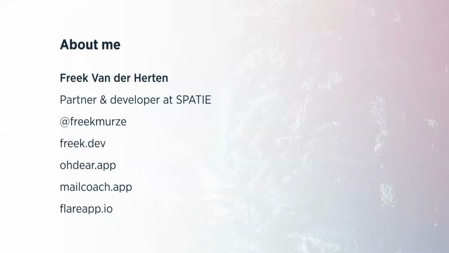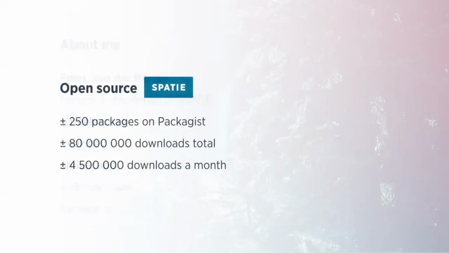Together with my buddy Matthias, I run an uptime service called Oh Dear, but this one doesn't only check your homepage, it will actually crawl all the pages of your site, and it will alert you when there's something wrong with one of the pages. I've also built MailCoach. MailCoach is like a self-hosted version of MailChimp, and you can send large volumes of email very affordably with that. And I've also built Flare, which is an exception tracker especially built for Laravel applications.